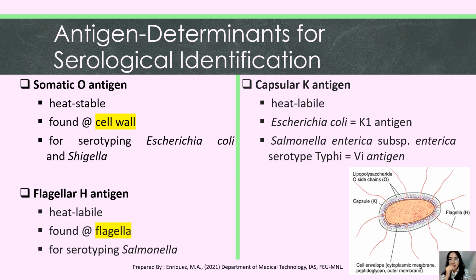Now for different species, may kanya-kanya din pong pangalan ang K antigen. So for Escherichia coli, this is referred to as the K1 antigen. Para naman po sa Salmonella enterica, the K antigen is called the VI or V antigen. So please take note of that. Here is an illustration pointing out where each of these antigens can be found. So specifically, saang parts po sila ng bacterial cell makikita. So if you're a visual learner, I hope this helps.